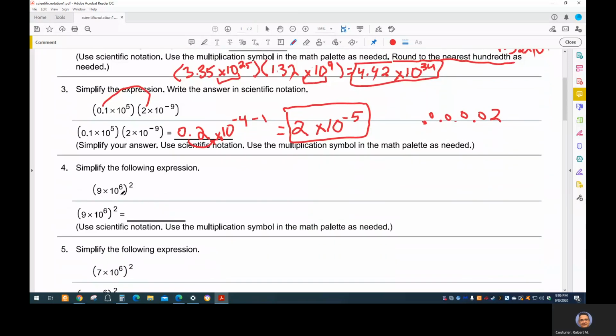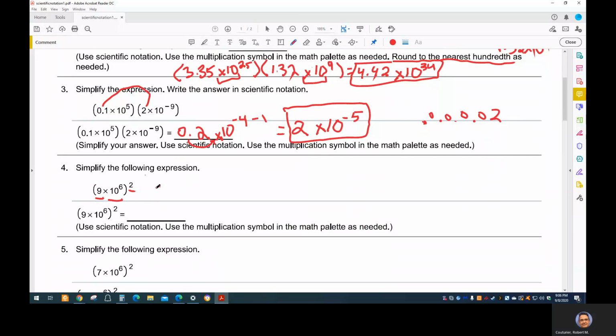Number 4, notice what's changing. Now we have something inside of a set of parentheses raised to a power, and then that's being raised to a power. So again, this is our power to power rule. We're officially coming into that 7.3 section. And now we're looking at this as we have to say, okay, so what do we do here? Well, we have a coefficient of 9 being raised to the power of 2. We have a base and an exponent being raised to the power of 2.